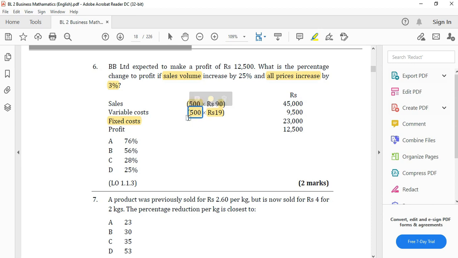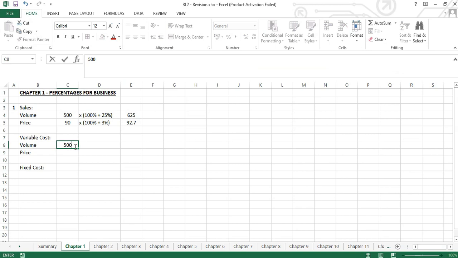When it comes to the variable cost, the volume is equal to the sales volume, obviously, because variable costs are the cost per unit and it changes. So if we produce a particular set of units for selling, the same units will be applicable for variable cost. Okay. So the volume remains 500, and it increases by 25%, so 100 plus 25 will be equal to 625. But when it comes to the cost price, it's 19 rupees, but still it increased by the same 103%. So 19 into 1.03 is 19.57.